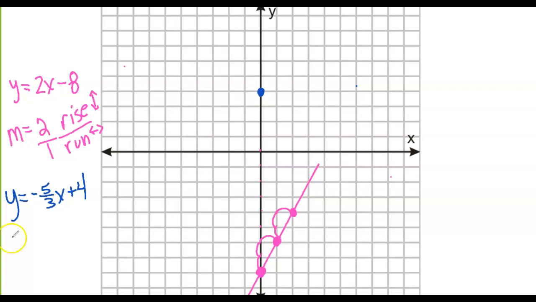And now my slope, we said, was a -5/3. But remember, in order for the slope to be negative, if I were to say negative 5 over negative 3, is that the same thing as negative 5/3? No, because remember, two negatives make a positive. So I can only have one negative symbol. I'm just going to erase the denominator and put it in the numerator.